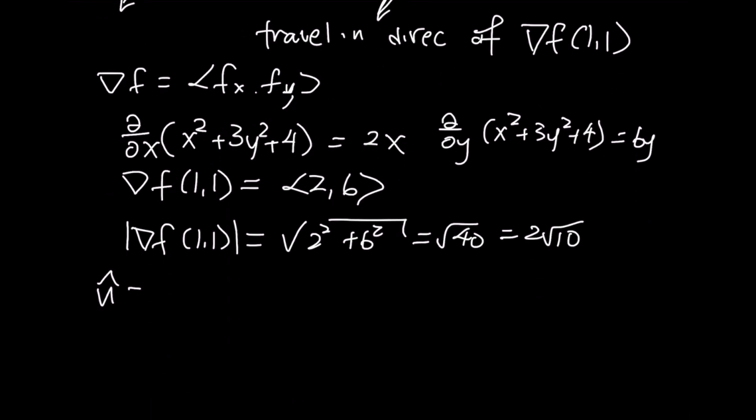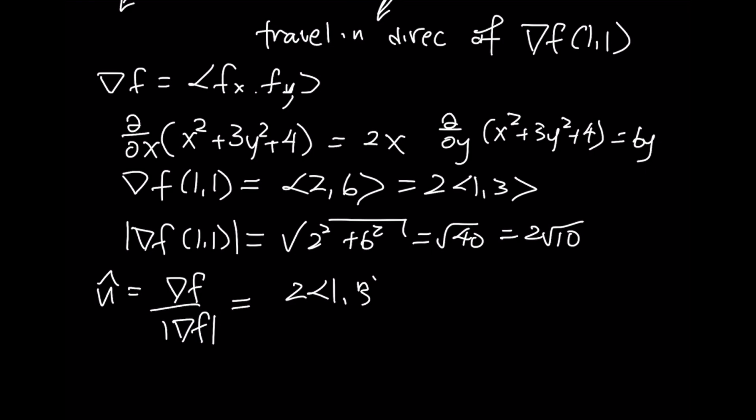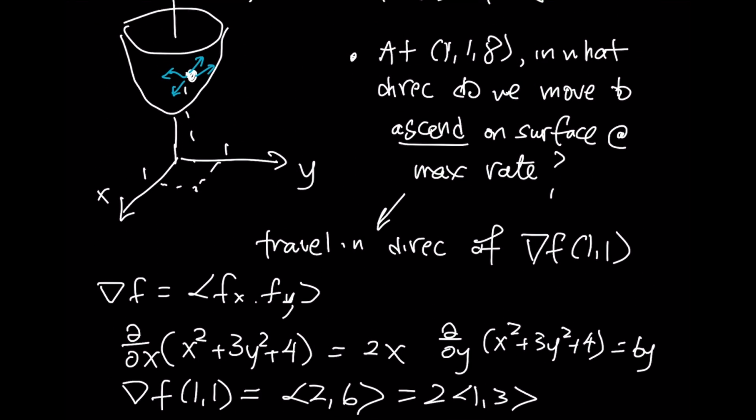Here's the unit vector u. It's the gradient of f over its length, and it's essentially 2 taken out of this vector. So I'll get a 1 and a 3, (1, 3) divided by 2 root 10. Those will cancel out. I'll get 1 over root 10, times 1 and 3. So it's just a multiple of the vector 1 and 3. So it's a vector right here that kind of looks like this. This is the direction of u.